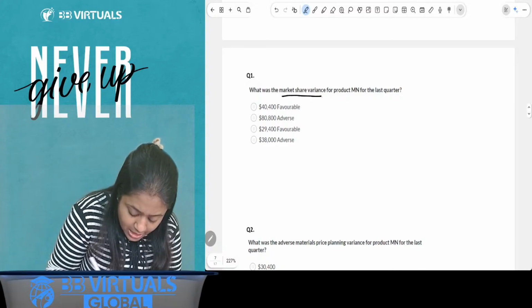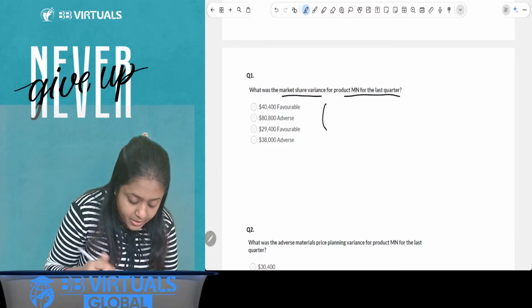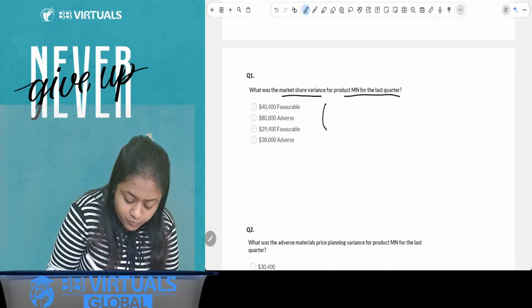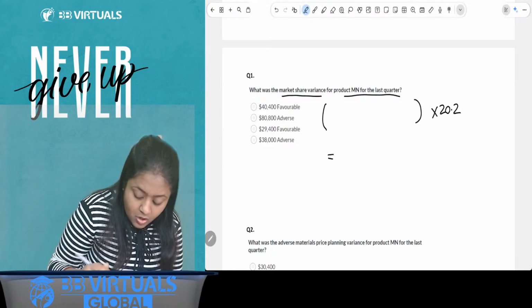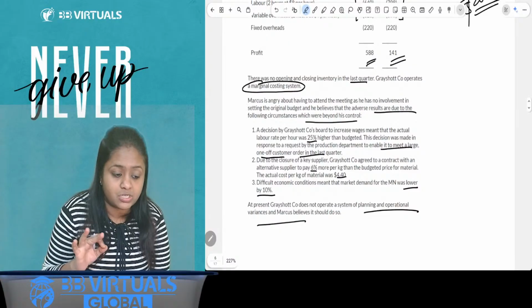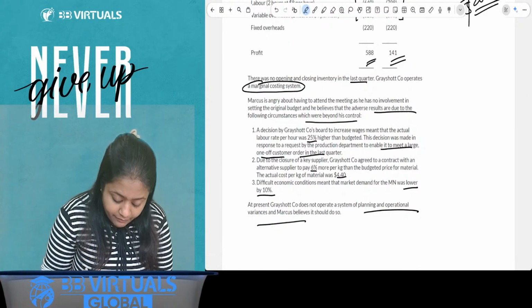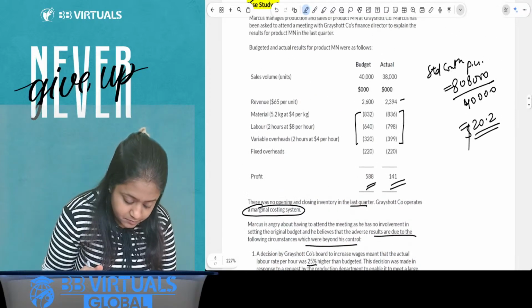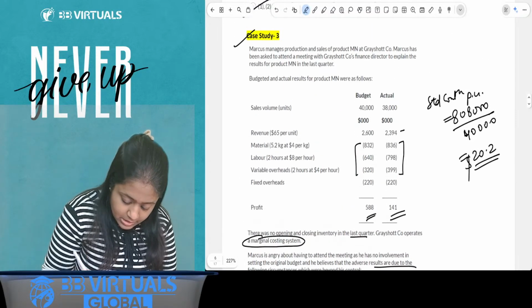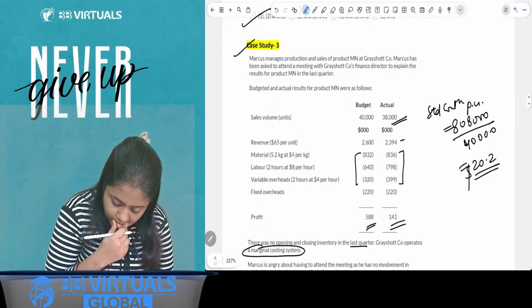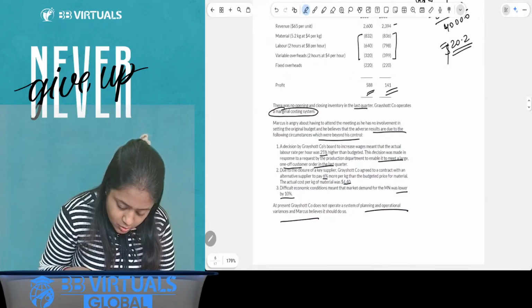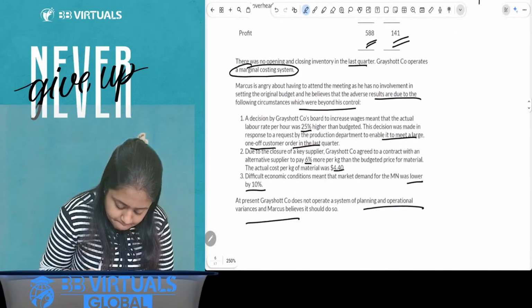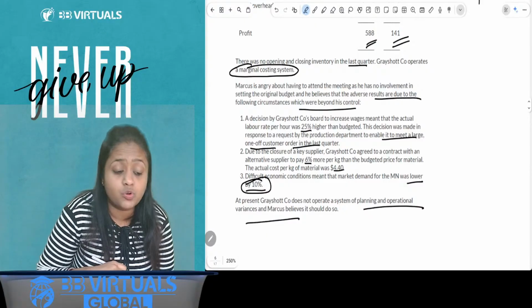What was the market share variance for product MN for the last quarter? Now you already know the contribution per unit, so we will multiply the difference with 20.2 that we have calculated, correct? Now let's see the difference. It's a market share variance, not size, so it's an operational variance. We will take the difference between the actual, which is 38,000, and the revised budget, which is 10% lower.